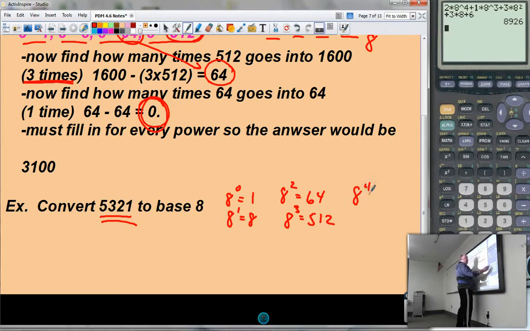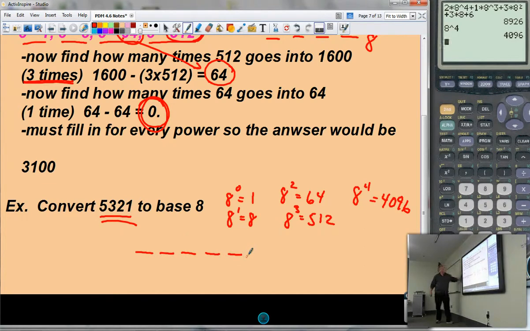And just to check, 8 to the 4th is 4096, which is still under 5321. Okay, so I see that there are 5 powers of 8 that are smaller than 5321, so my answer is going to have 5 digits. Now, again, I start at the largest number, and I need to ask myself, how many times does 4096 go into 5321? And the answer is 1.